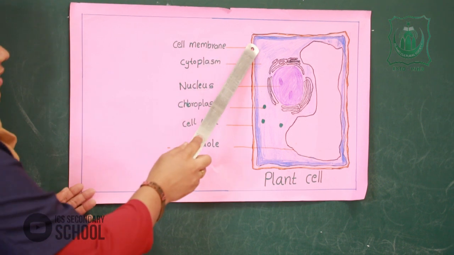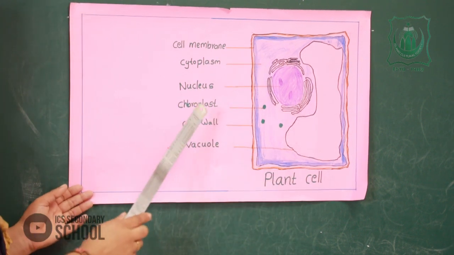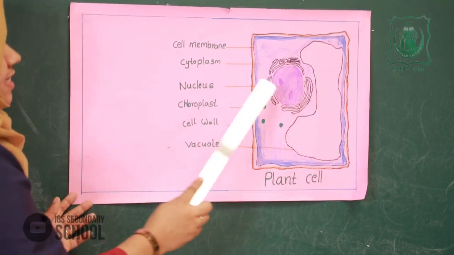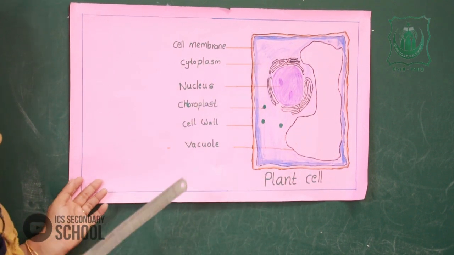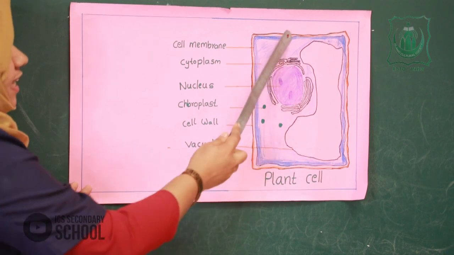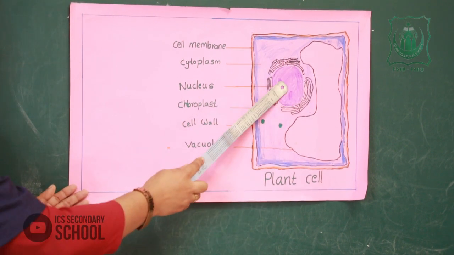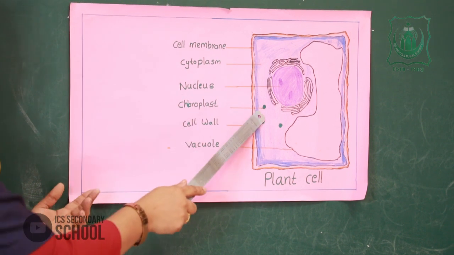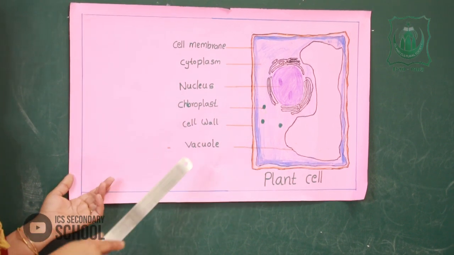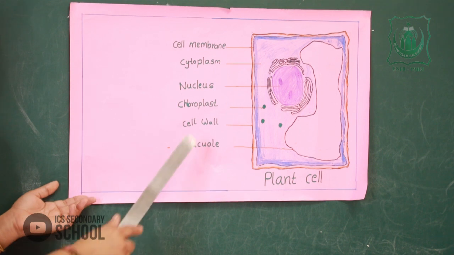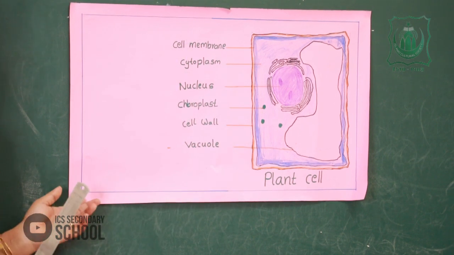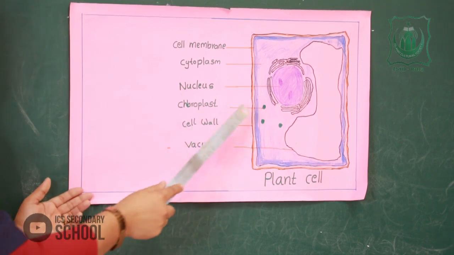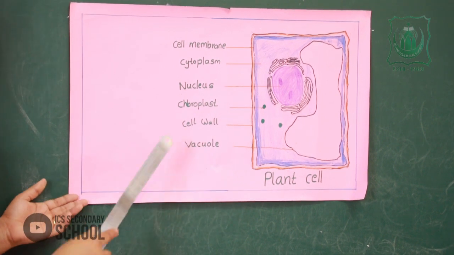Okay. So what are the parts of plant cells? First, cell membrane. Cell membrane is the covering of the cell. Then cytoplasm. Cytoplasm is the matrix filled inside the cell. Then nucleus. Nucleus is the center of the cell. Then chloroplast. Chloroplast is the green color particle. It contains chlorophyll. It helps in photosynthesis.